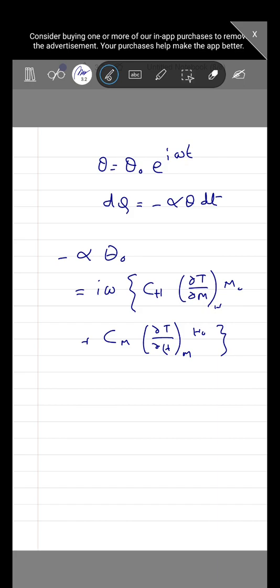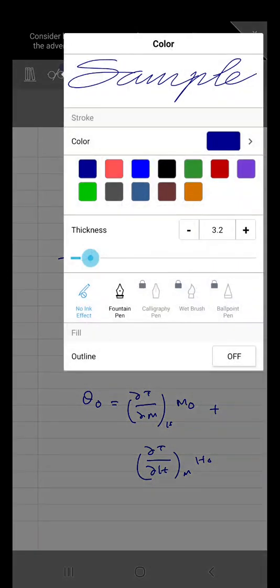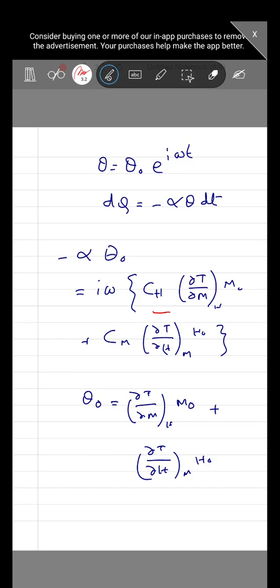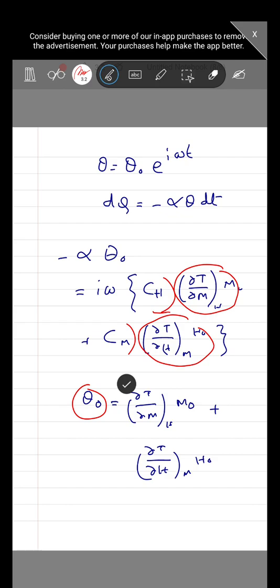So we can write theta 0, on the other hand, is equal to del T by del M at constant H into M0 plus del T by del H at constant M into H0. That means what is inside the bracket, if we leave aside CH and CM, only if you take this quantity plus this quantity, it is giving you the theta 0 value. So we are adding specific heats as coefficients.